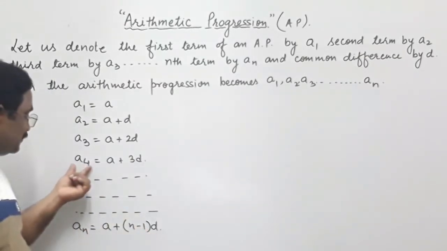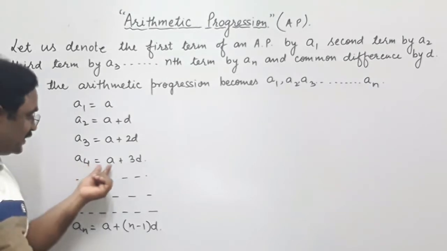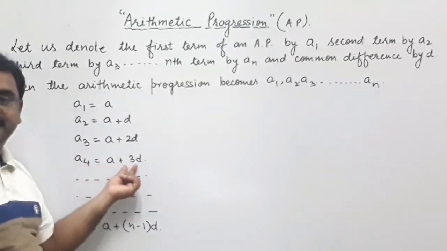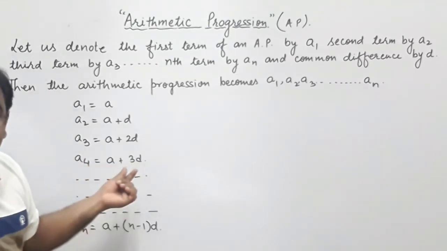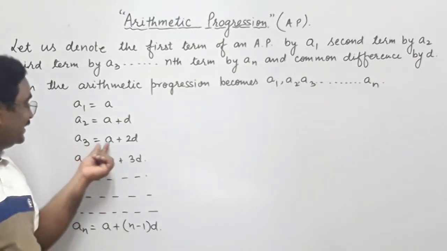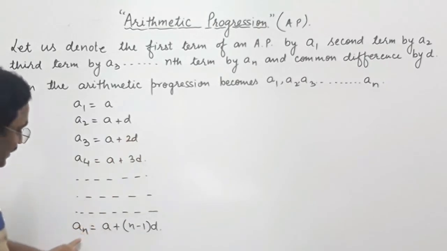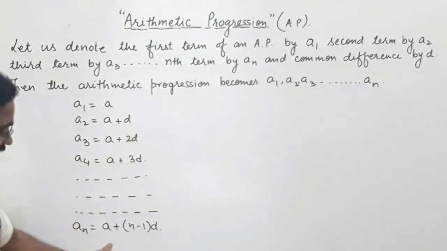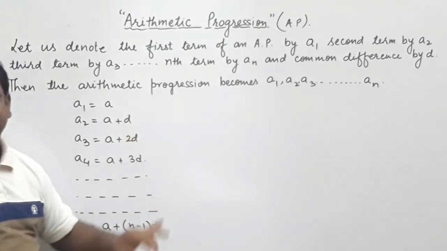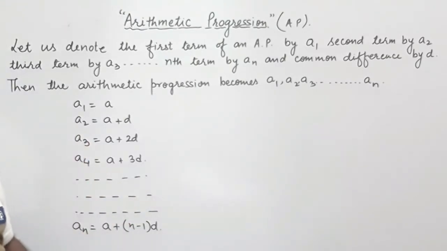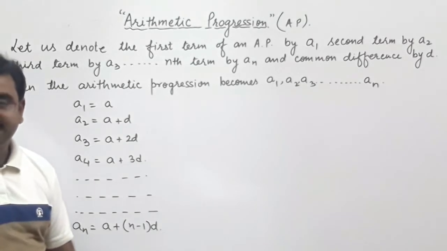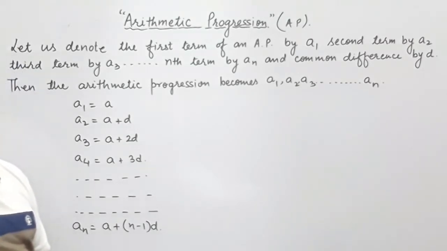So A4 is a plus (4 minus 1) into d. A3 was a plus (3 minus 1) into d. Similarly, An is a plus (n minus 1) into d. Right children? Okay, as you got its general term, you have got the general term.